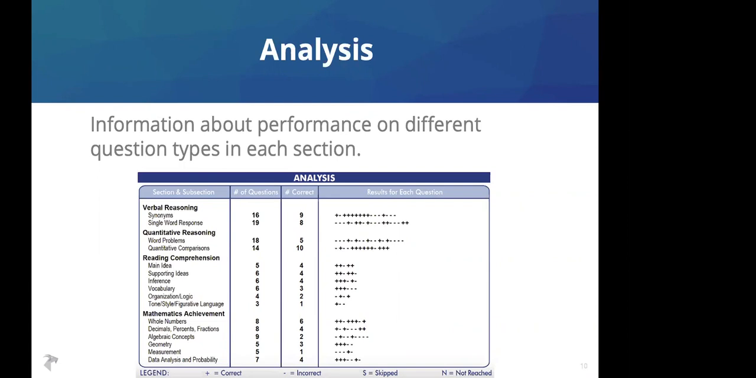ISEE sections are ordered by difficulty, except for the reading section, and the score report reflects this. Thus, the first question within a subsection would be the easiest one, and the last question would be the hardest. Score reports show whether students missed easy questions towards the beginning of the section or harder questions towards the end.